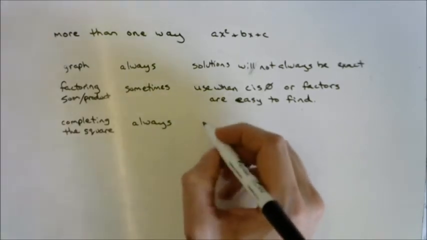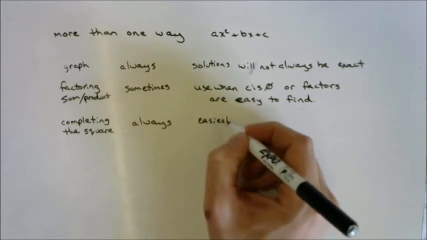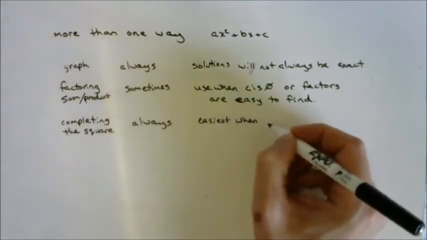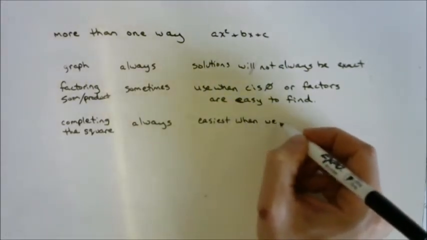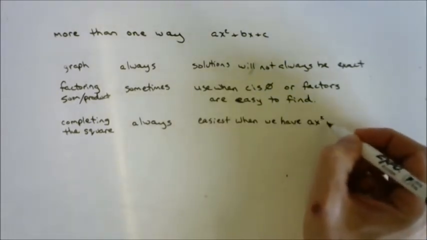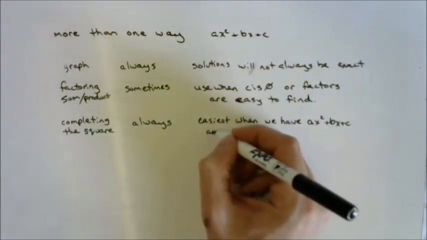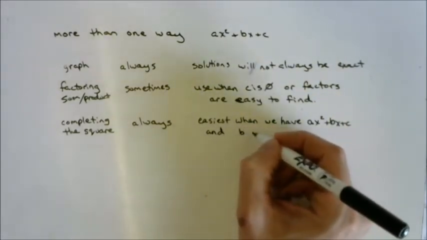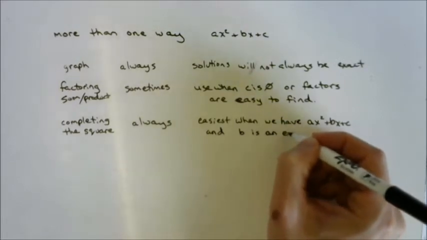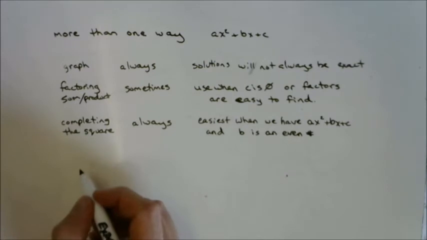Okay, so when are we going to use this? When we need to find the easiest binomial. When we have ax squared plus bx plus c, and b is an even number. So you can use it all the time, but that's just when it's easiest.